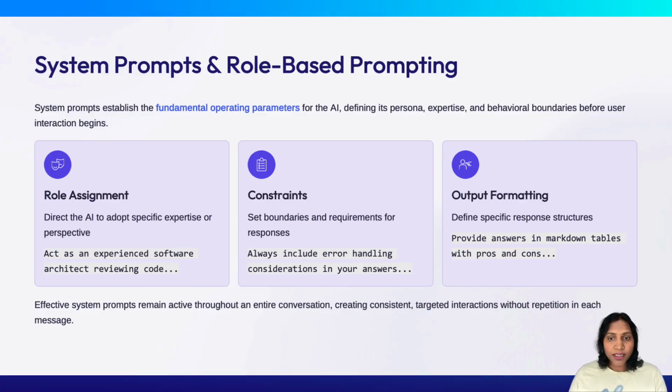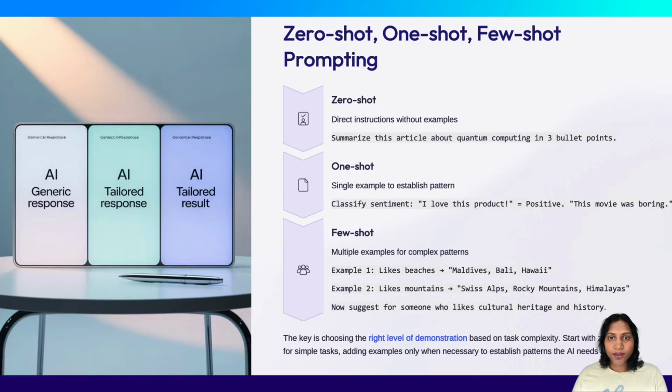Effective system prompting remains active throughout the conversation. Remember, you don't have to repeat it again and again, so that you're able to create consistent and targeted interactions without repeating it in each one of your messages. Let's look into zero shot and few shot prompting techniques.